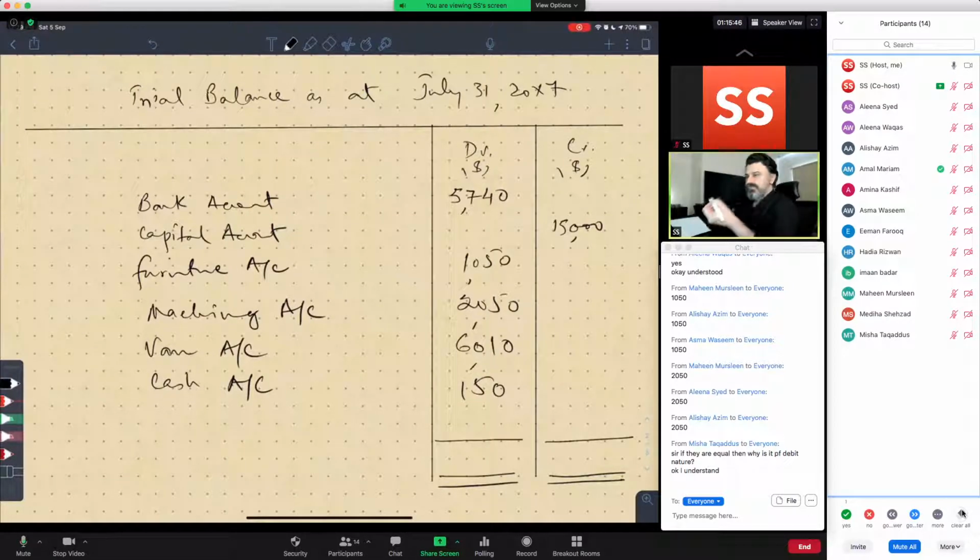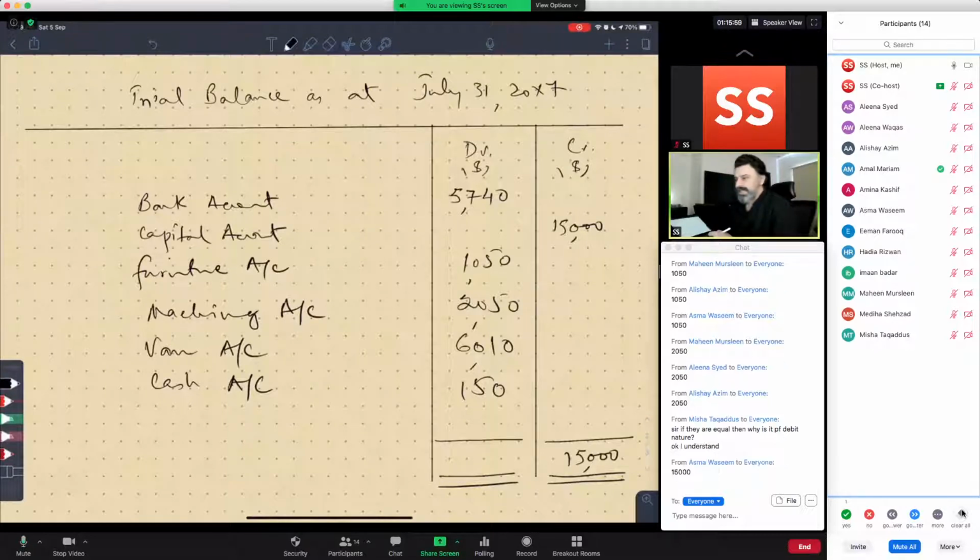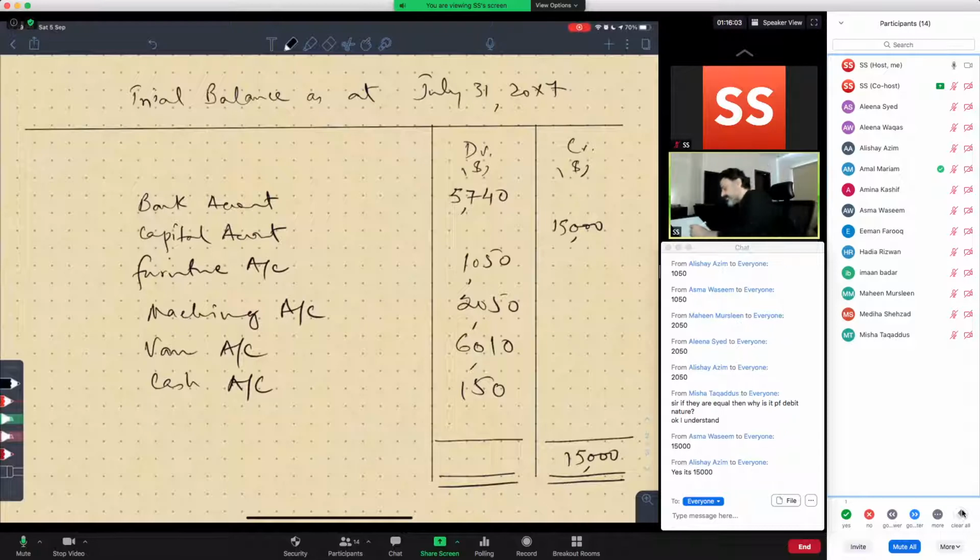So now we're going to see the final check here. See, if the credit side totals at $15,000, our debit side must be the same. So please check and see if the debit side adds up to $15,000 or not. Asma, thank you. It is $15,000, right? Please do your own calculations. It is $15,000, and that gives us a sigh of relief here.